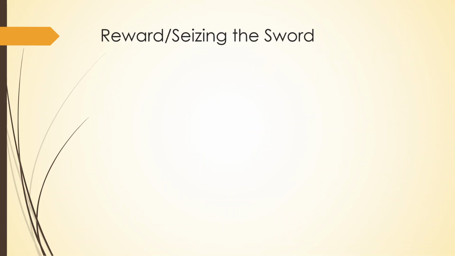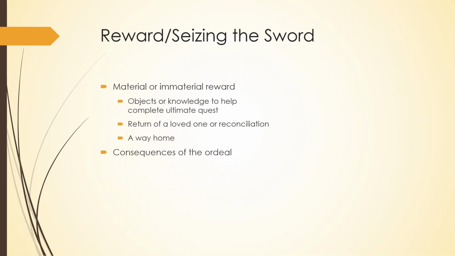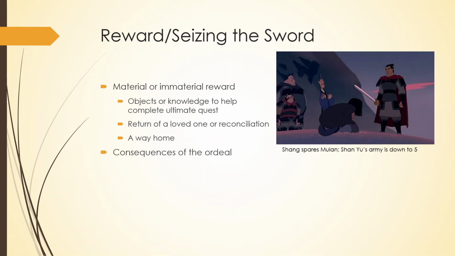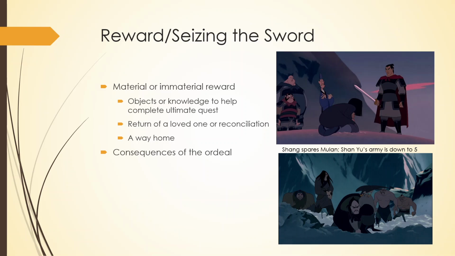No matter how the ordeal ends, there will be some kind of reward or consolation, which can be material or immaterial. They could earn special objects or knowledge to help complete the quest, possibly the return of a loved one or reconciliation with someone, or the means to get back home. For Mulan, her life is spared, and because of her actions, Shan Yu's army is down to 5. This stage gives some immediate, and likely an idea of future, consequences of the ordeal.